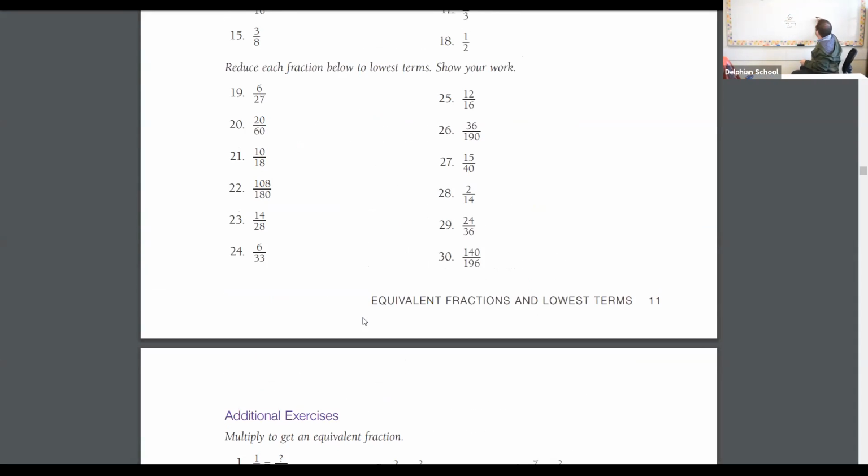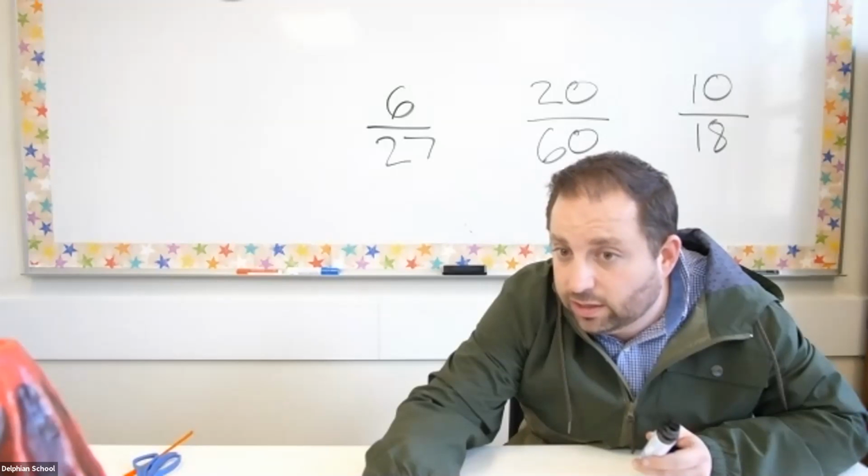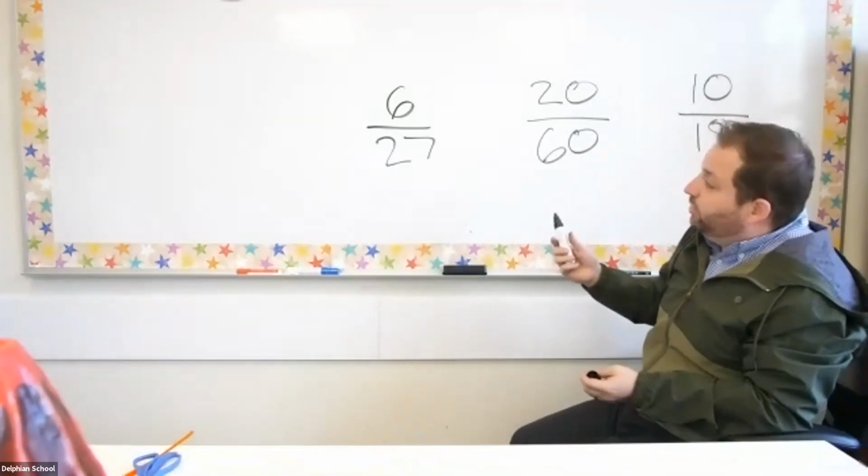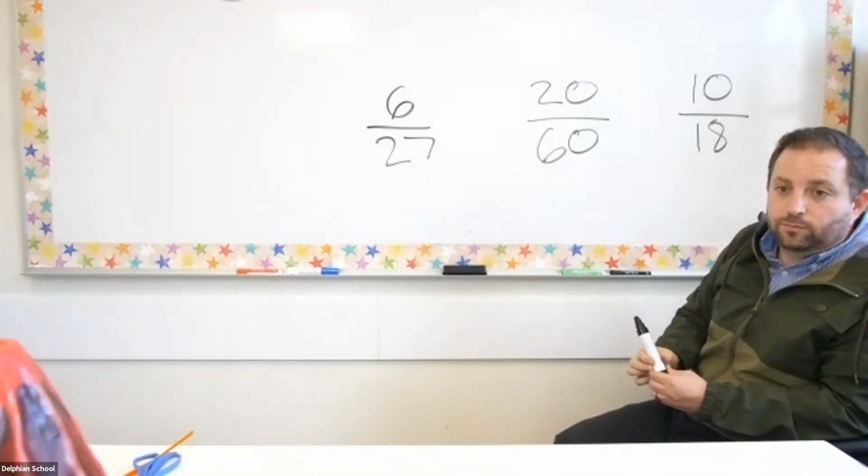We have, ooh, this is a big one, 20/60. And then way over here, we have 10/18. Okay, so I'm going to put that up and let's do our best to put each of these in lowest terms. So 6/27, 20/60, 10/18.